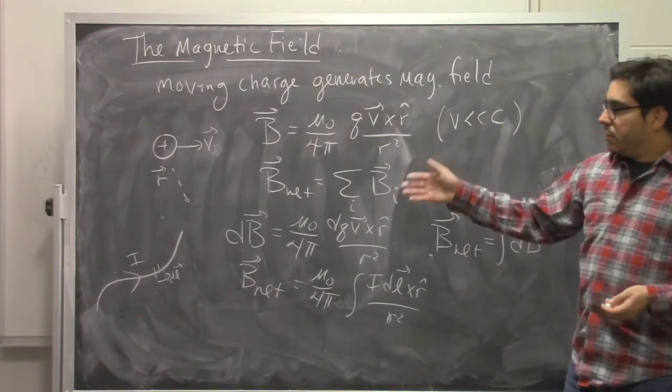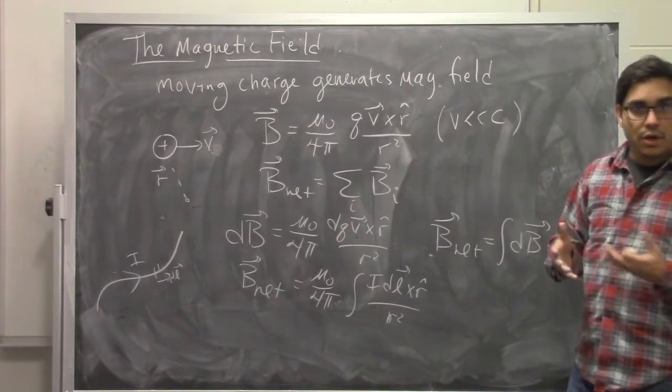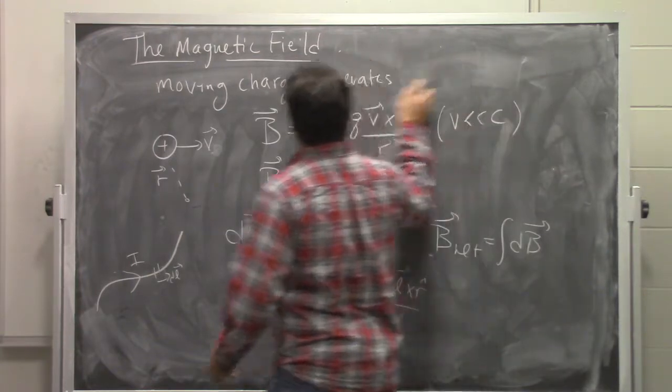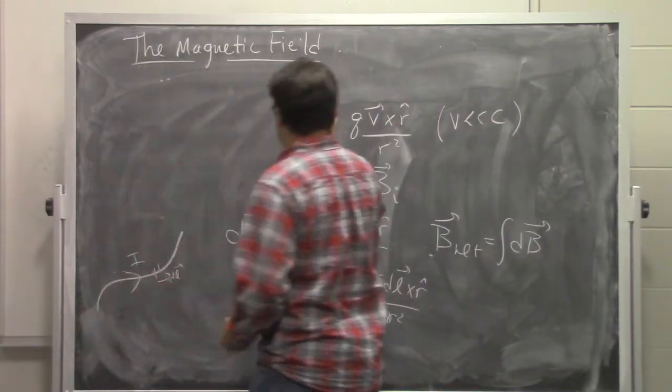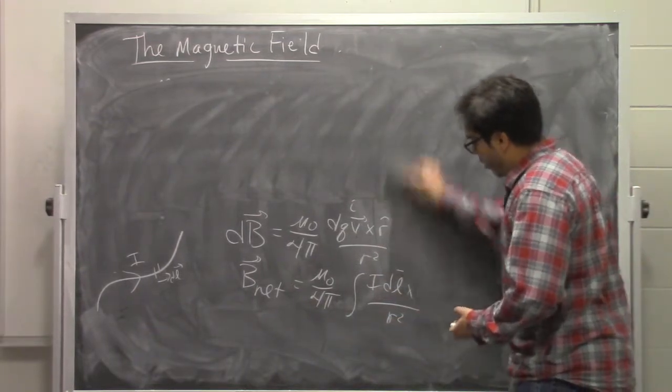Now, just like the electric field, this magnetic field can interact with charges, and it can cause them to be pushed or pulled around. But the interesting thing about the magnetic field is that it doesn't produce a force on a static charge.